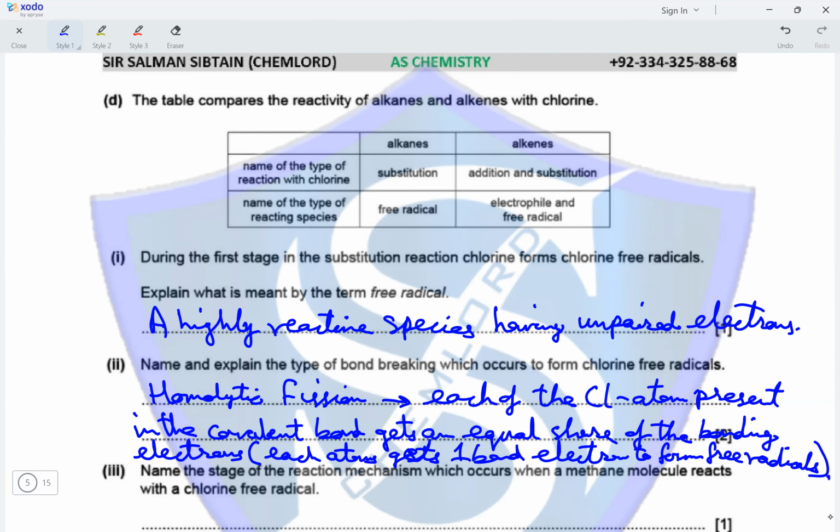Name the stage of the reaction mechanism which occurs when a methane molecule reacts with a chlorine free radical. So when methane reacts with chlorine free radical, that is the start of the propagation step of the mechanism, because once the chlorine free radicals have been formed, then they can react with whatever organic compound is present along with them. So in this case it is methane, so this step is known as propagation.